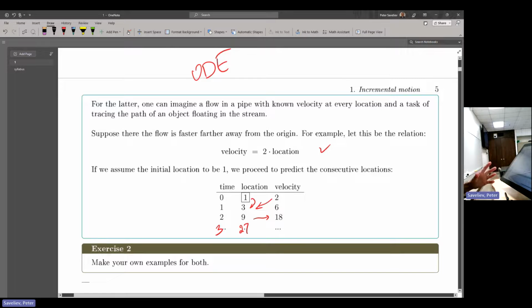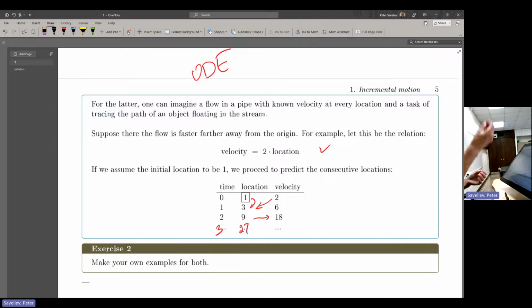You can make up your own example. This one you can even try once you plot what's happening. You can describe what the motion is. You will be moving away farther and farther, faster and faster. What kind of phenomenon could this be? The velocity is actually faster the farther away you are from the origin.